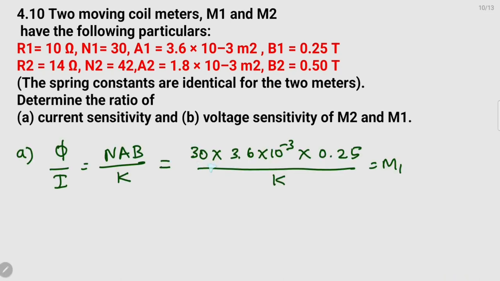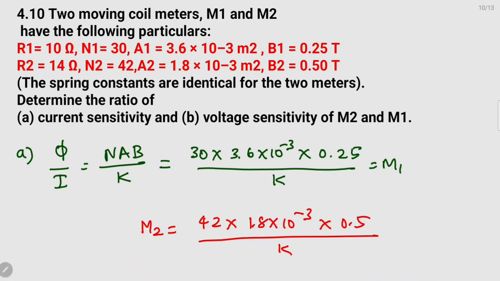I substituted the first moving coil galvanometer values. Number of turns is 30, area is 3.6 into 10 power minus 3, and magnetic field is 0.25. K is a constant, identical for both the moving coil galvanometers, so it will get cancelled and we need not worry. I have just taken it as K. Similarly, I have substituted the values for the second moving coil galvanometer: 42 is the number of turns, 1.8 into 10 power minus 3, and then 0.5 is the magnetic field, by K.